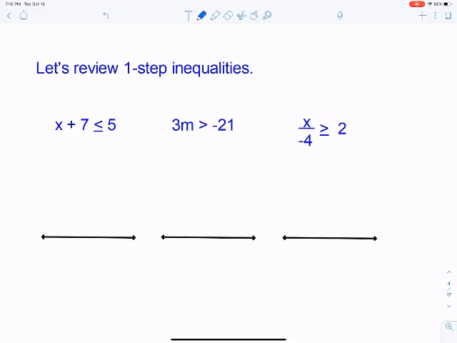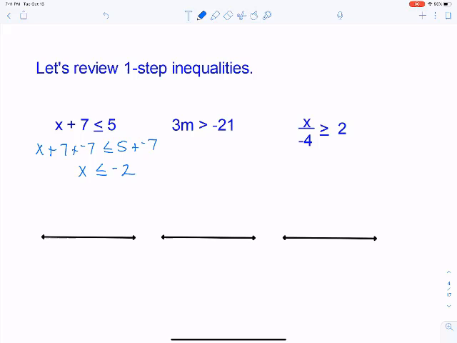So let's start by reviewing one-step inequalities. Let's see what you remember from yesterday's lesson. In this first one, we've got x plus 7 is less than or equal to 5. So we know we solve it just like we do an equation. So x plus 7 plus negative 7 is less than or equal to 5 plus negative 7. So we end up with x is less than or equal to negative 2.